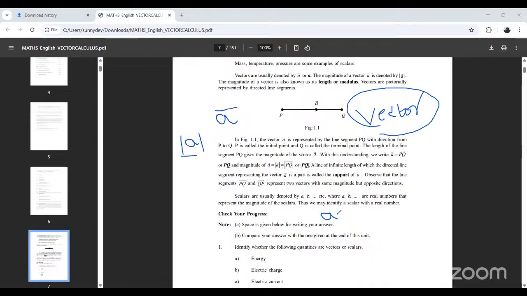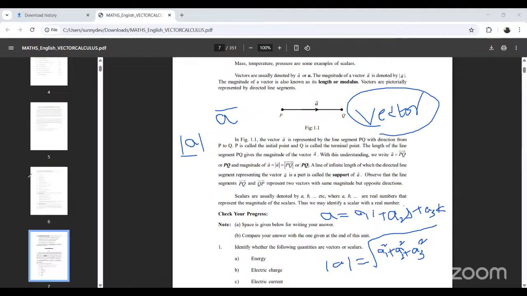Suppose A equals A1 i plus A2 j plus A3 k. Then what is mod A? The length of the vector is, listen here, the square root of A1 square plus A2 square plus A3 square. So this is the length of the vector.